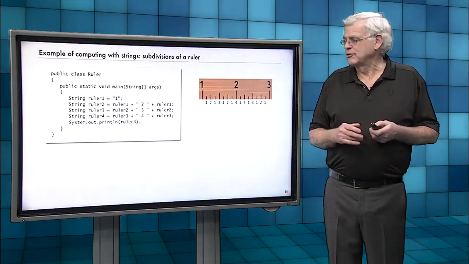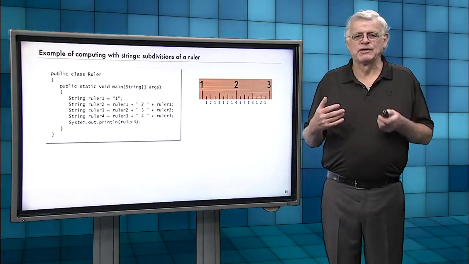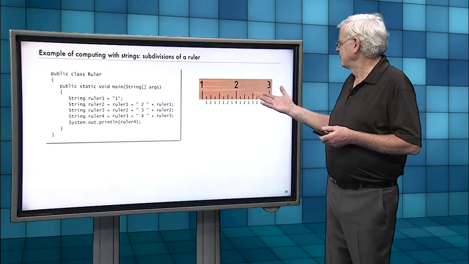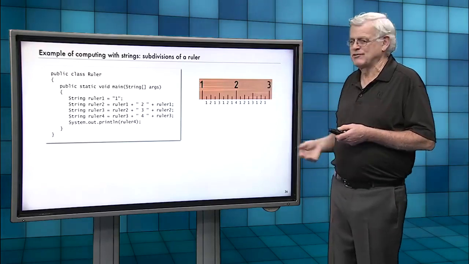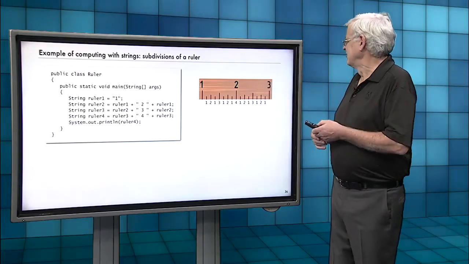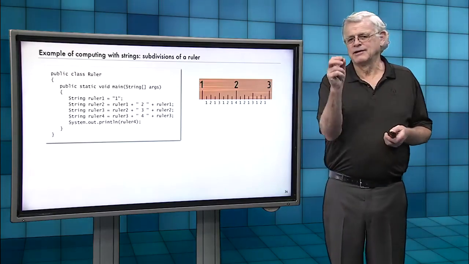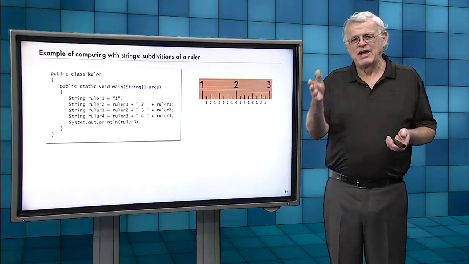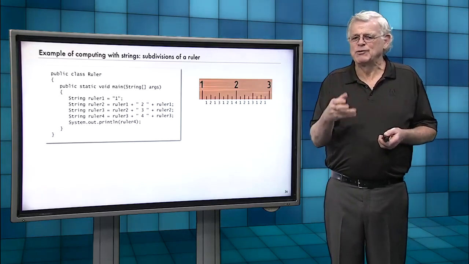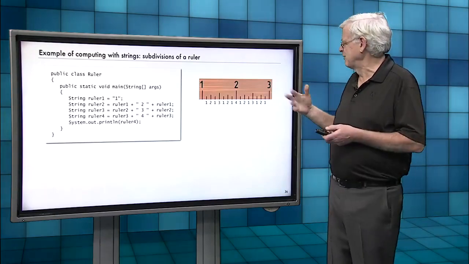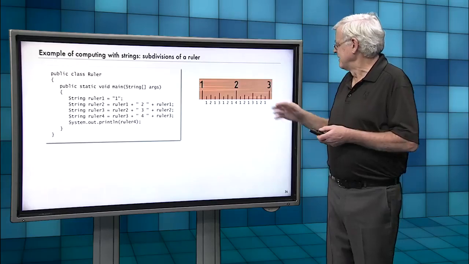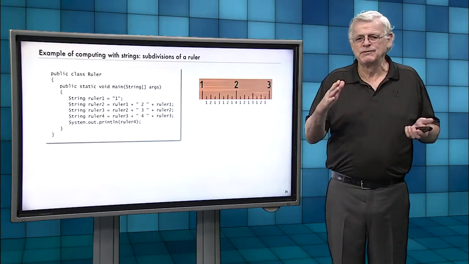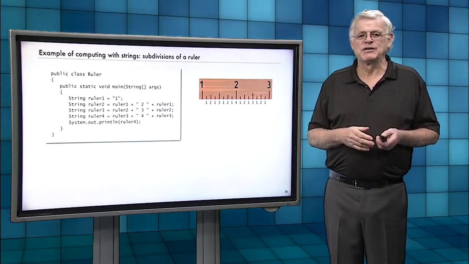But you can also write programs that compute with strings. Here's a program. And the goal of this program is to print the heights of the divisions of a ruler. So the little line under the 2 is, say, 4 units high. The ones at the half inches are 3 units high. The ones at the quarter inches are 2 units high. The ones at the eighth inches are 1 unit high. And if you write out this string 1, 2, 1, 3, 1, 2, 1, 4, 1, 2, 1, 3, 1, 2, 1, we want to write a program that does that.